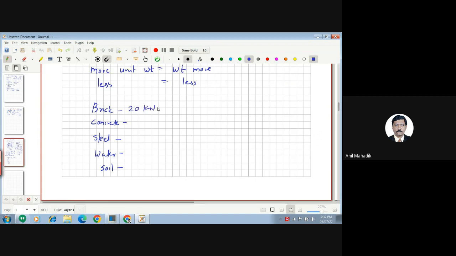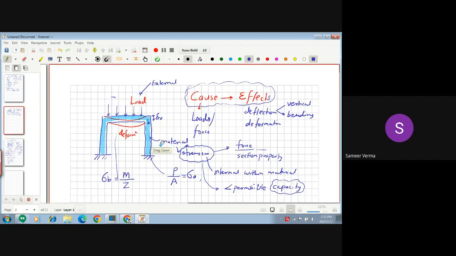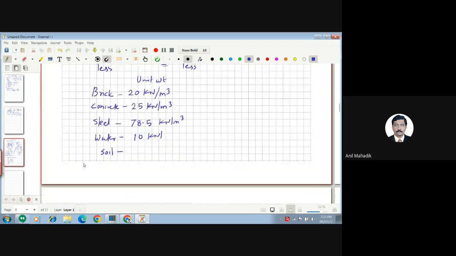Let's take 20. What is the unit? Kilonewton per meter cube. What is the unit weight of concrete? 24 to 25; let's take 25 for simplicity. What is steel? 78.5 kilonewton per meter cube. And water is 10 kilonewton per meter cube. Whatever these simple materials are, you should remember these unit weights. And soil is generally 16 to 18 kilonewton per meter cube.